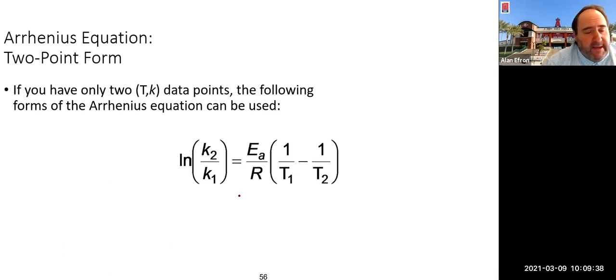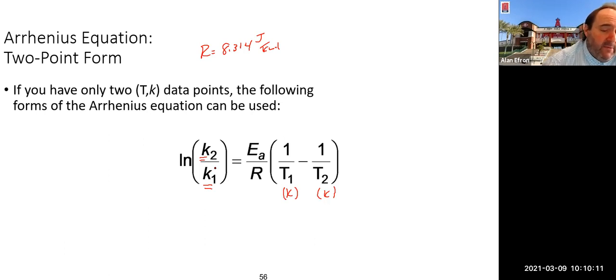That's the natural log of K2 over K1. Those are 2 rate constant values, equals Ea, which is our activation energy, over R, which is the same gas constant. So that's going to be our 8.314 version for R, just like we just used. And 1 over T1, again, needs to be in Kelvin. That is the temperature for the first rate constant. 1 over T2 would be the temperature for the second rate constant.